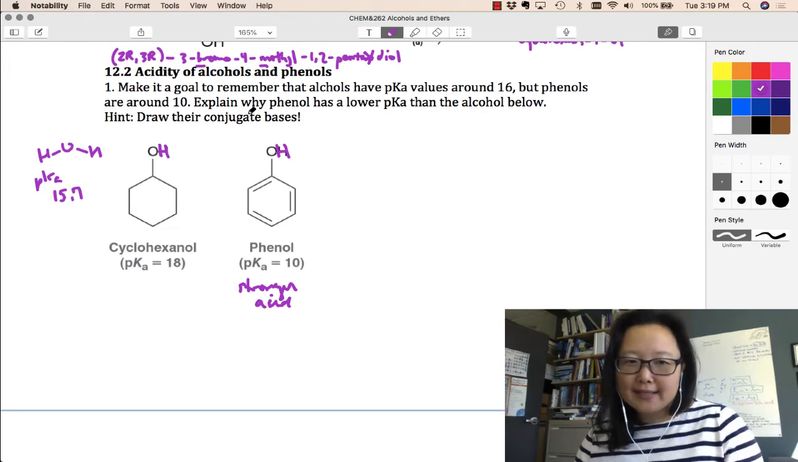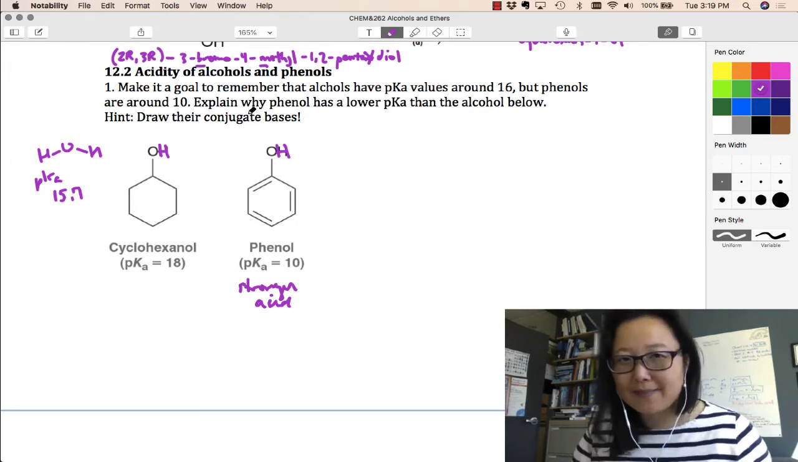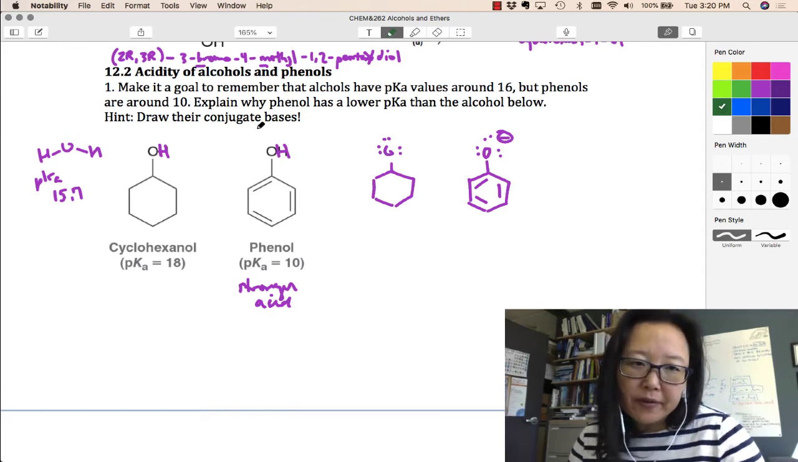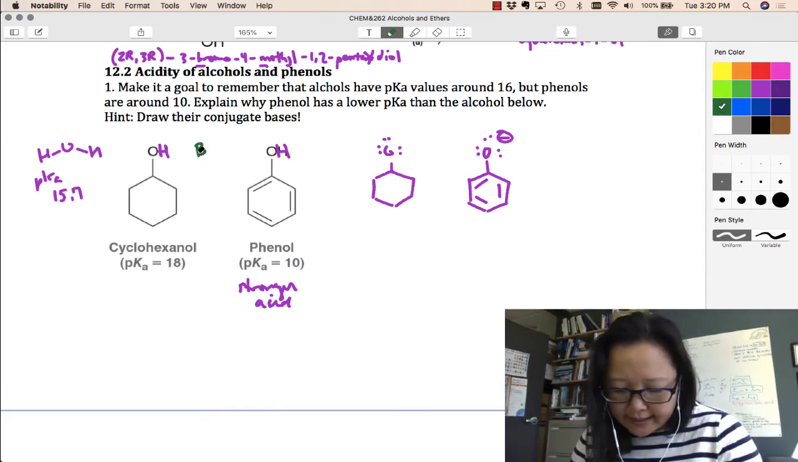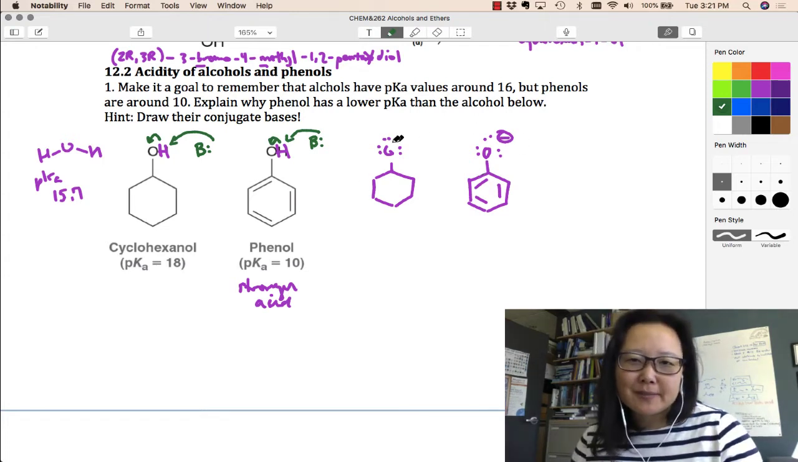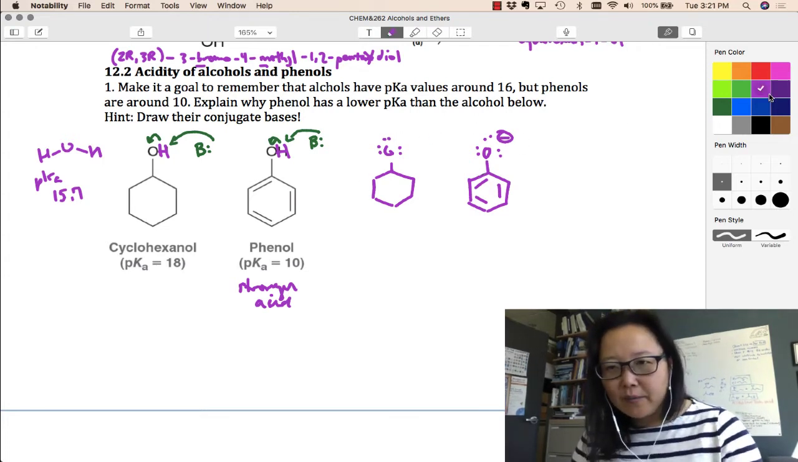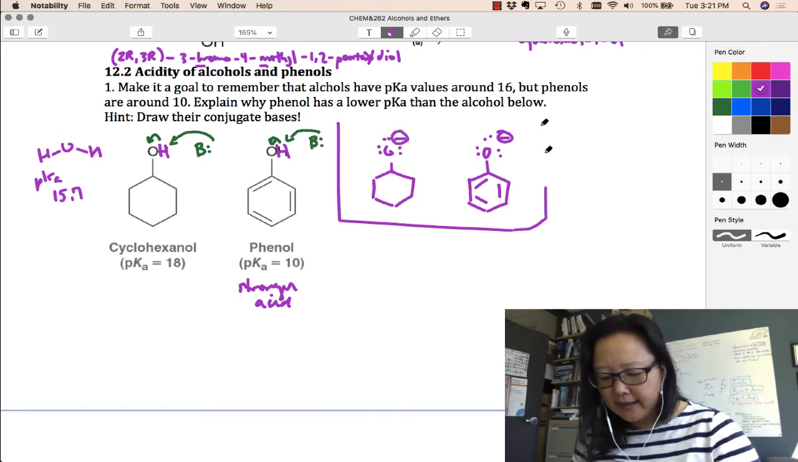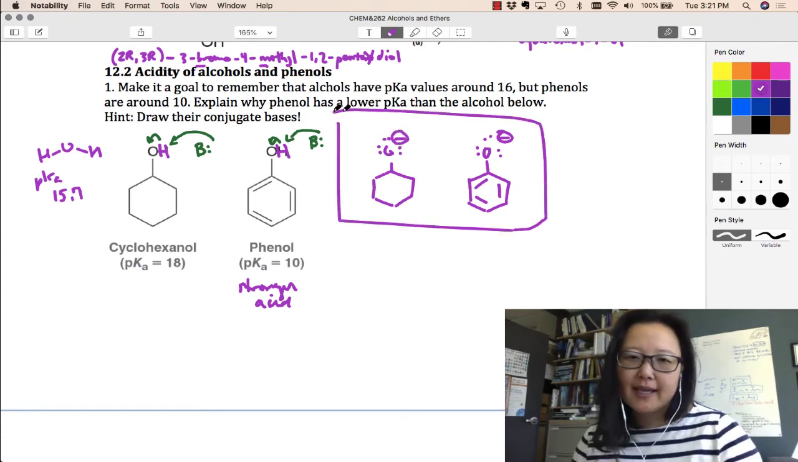Well, I think we need to look at their conjugate base's stability. So let's do that. To get the conjugate base, you just remove the proton. So I'm picturing taking a base and removing this proton or removing this proton here. Here are the 2 conjugate bases respectively. And then once I have these conjugate bases, I want to look at their stability. How is their stability different? And if you notice, this one's going to be more stable.